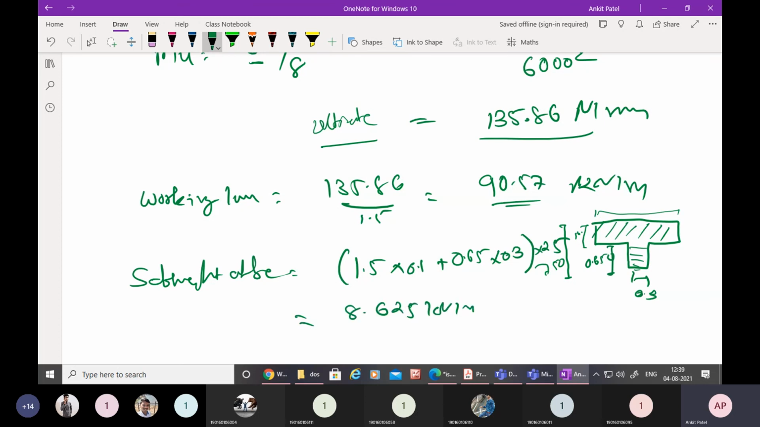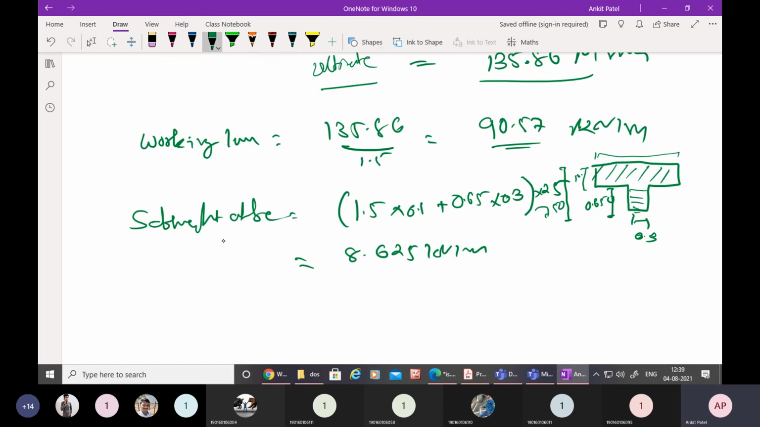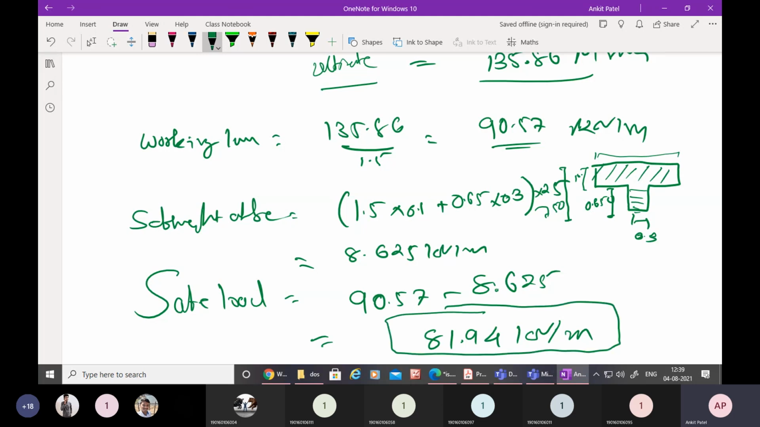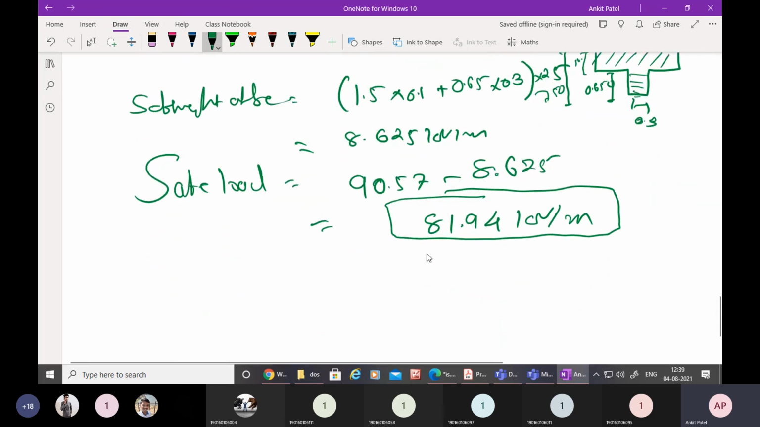So this answer is 8.625 kilonewton per meter. That means our safe load is equal to 90.57 minus 8.625, that is equal to 81.94 kilonewton per meter. So this is your final safe load, or you can say that without any factor, this beam will take care of 81.95 kilonewton per meter load.